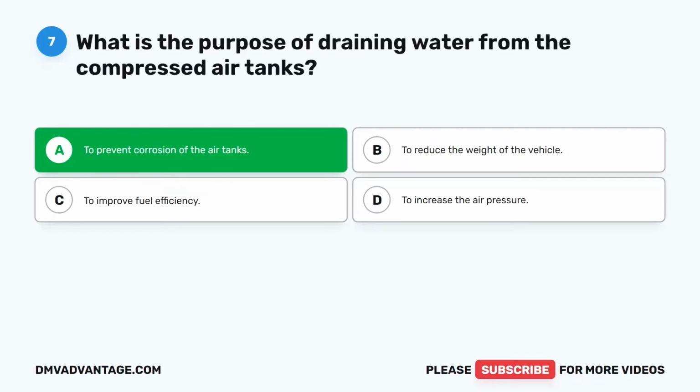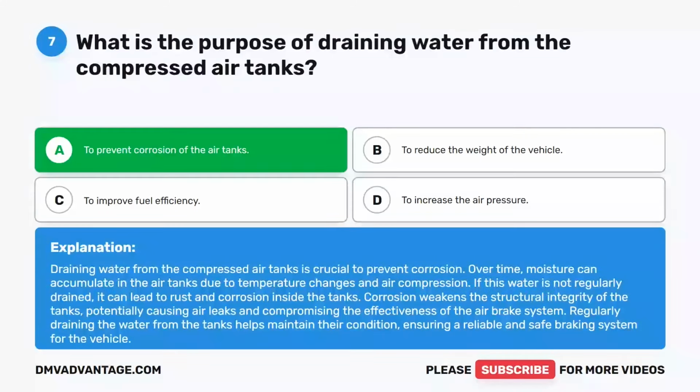To prevent corrosion of the air tanks. Draining water from the compressed air tanks is crucial to prevent corrosion. Over time, moisture can accumulate in the air tanks due to temperature changes and air compression. If this water is not regularly drained, it can lead to rust and corrosion inside the tanks. Corrosion weakens the structural integrity of the tanks, potentially causing air leaks and compromising the effectiveness of the air brake system. Regularly draining the water from the tanks helps maintain their condition, ensuring a reliable and safe braking system for the vehicle.